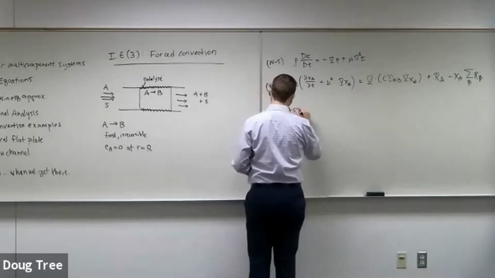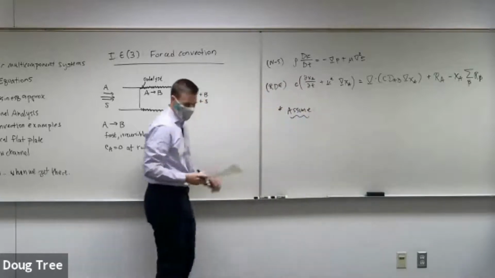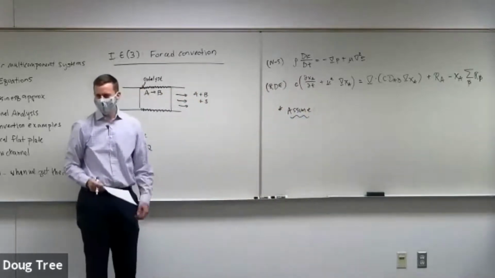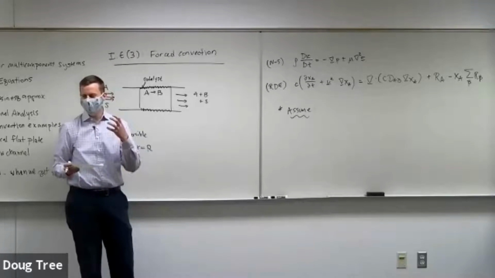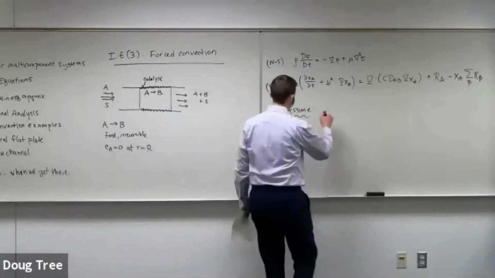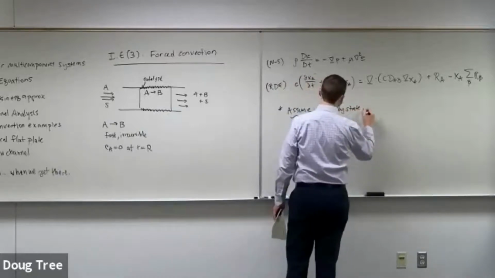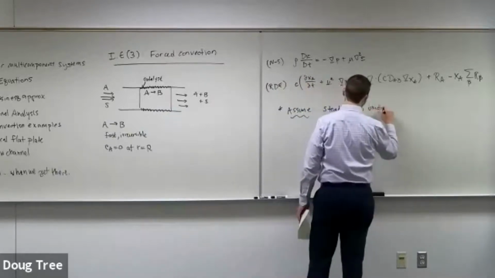Okay, so what are we going to assume about this problem? Let's assume some of the things that we would normally assume to get pipe flow out. Let's assume steady state, and we'll assume it's unidirectional flow.